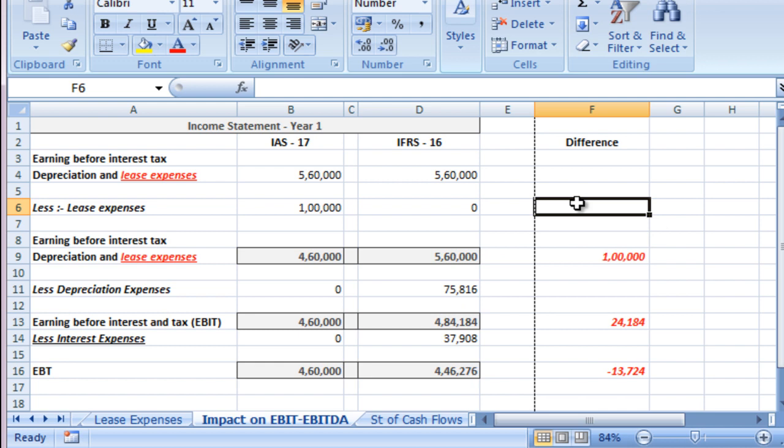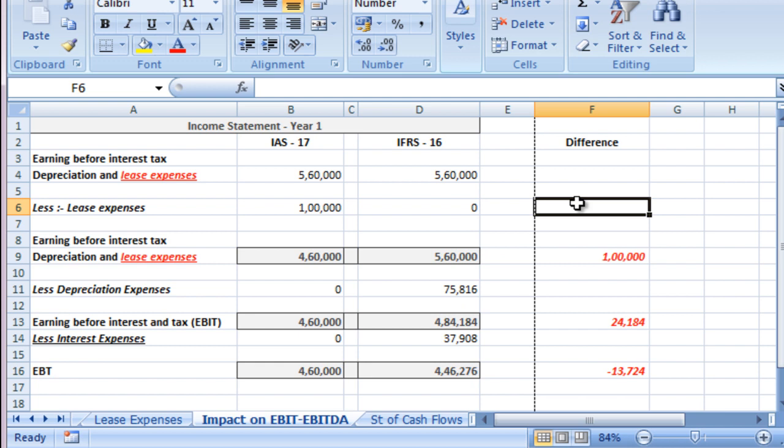This is one of the more important points that I want to convey: during the opening period, or the new introduction period, the EBT, earnings before taxes, will be lower under IFRS 16 because of the heavy interest expenses. And the difference is to the tune of 13,724.